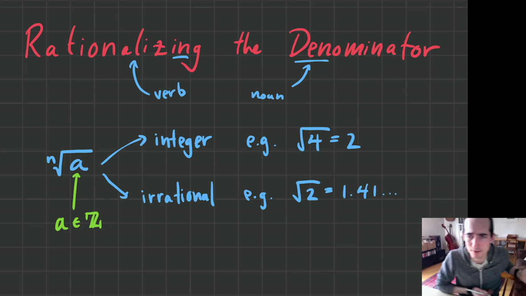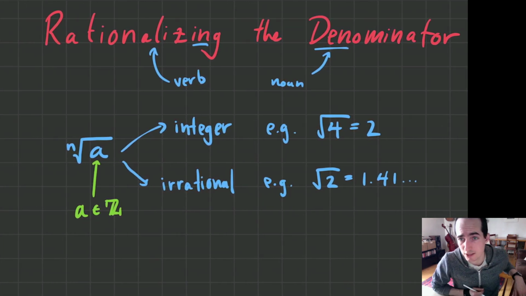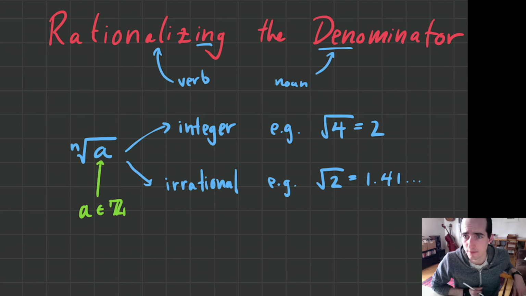So you get either an integer, which is a nice whole number, something that we've been dealing with for many years, or the other option is that you get an irrational number. And the thing about an irrational number is that they're not very nice to work with, right? They're kind of nasty numbers.